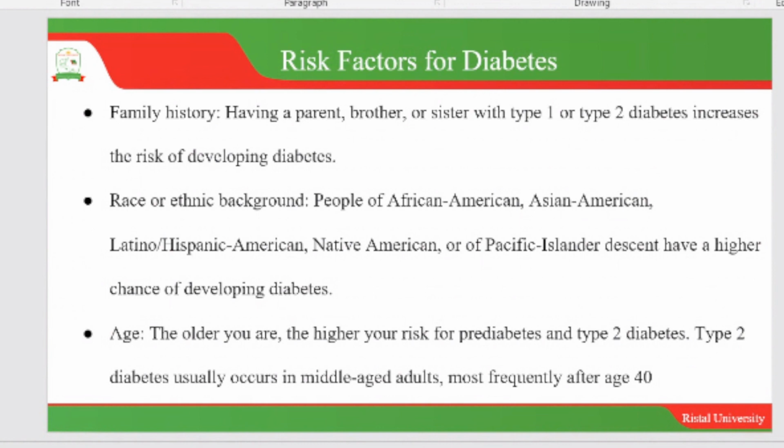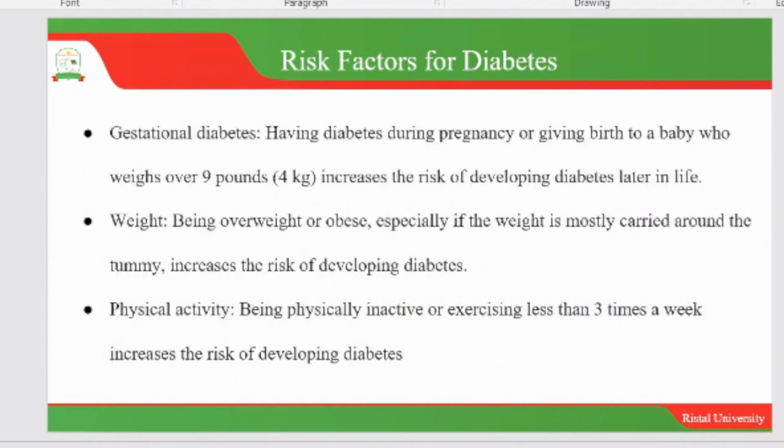Then also age. The older the person grows, the higher the risk of the person developing diabetes. More so type 2 diabetes, which frequently develops after the age of 40. The other risky factor is gestational diabetes, which happens during pregnancy. So when the person produces a baby who is close to 4 kilograms or more, there are chances that the person later in life may end up developing diabetes.